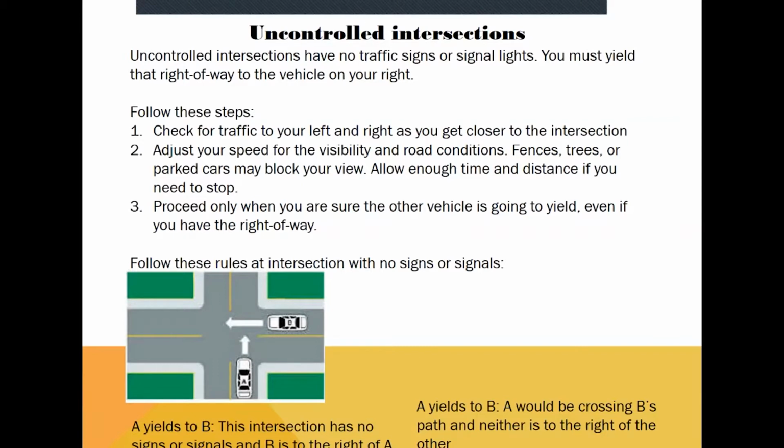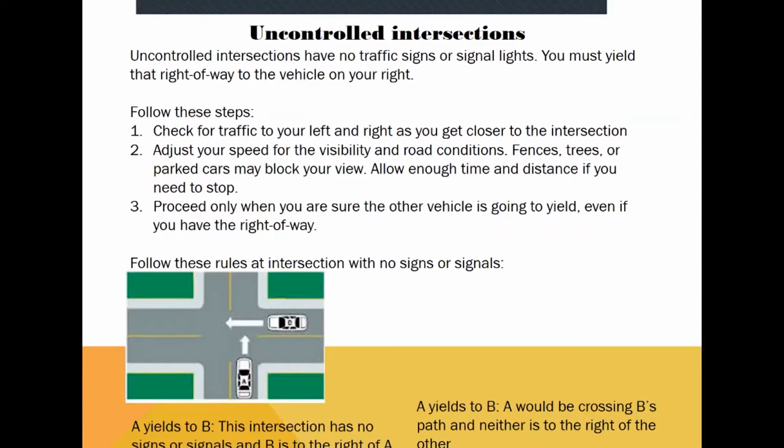Allow enough time and distance for you to stop. In chapter 3, we talked about stopping distance. So as you're approaching an uncontrolled intersection, you may not need to stop because it could be totally clear of any vehicles or pedestrians. However, it's always best to put yourself in a position where you are preparing to stop as you approach the intersection, just in case you do need to come to a stop and yield the right of way.